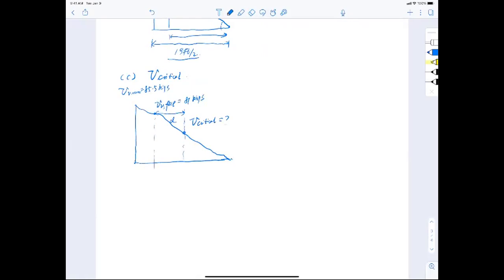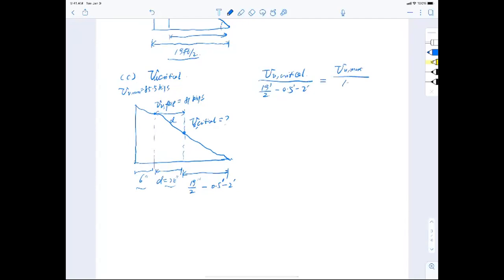So I do the same thing, right? So VU, forgot the U, VU critical, use that similar triangle thing, divided by the distance. And this distance here is what? Half of L, or half of 19, minus this fellow here, which is 6 inch, minus here, a d. What is my depth? My boss told me that I gotta use 24 inches, right? So that is 0.5 foot of this here, minus 2 feet of this fellow here. So VU critical divided by 19 feet divided by 2 minus 0.5 minus 2, and that has to equal VU max divided by 19 feet divided by 2.